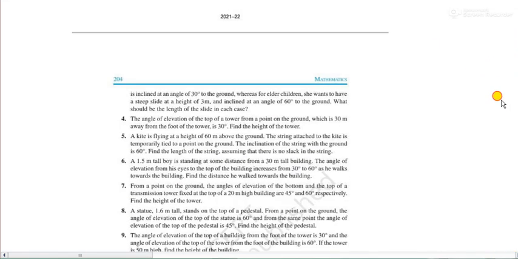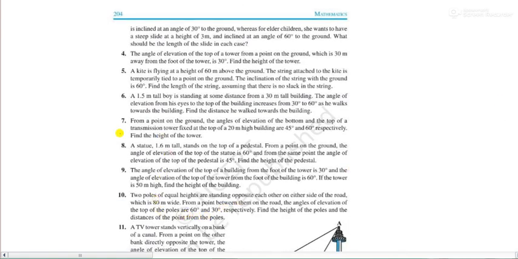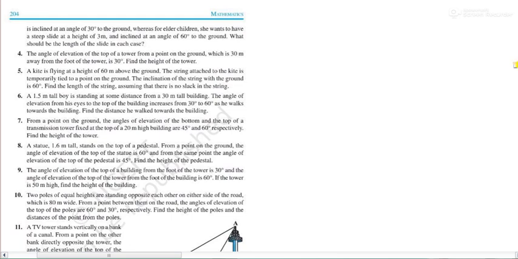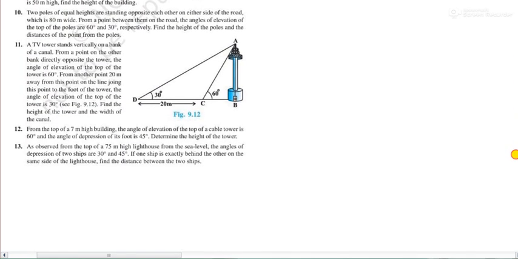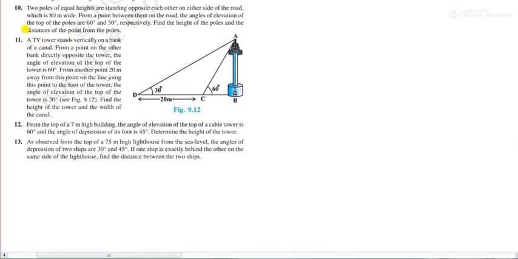So what is our question number 10? Yes, it is here. Let me bring it near to the screen. Now see, two poles of equal heights are standing opposite each other on either side of a road. Okay, there is a road. For example, this is the road.